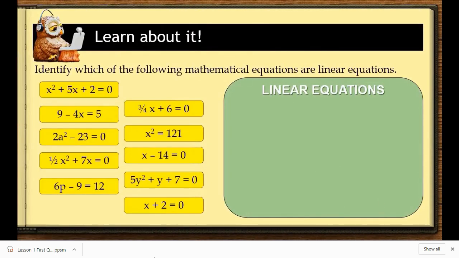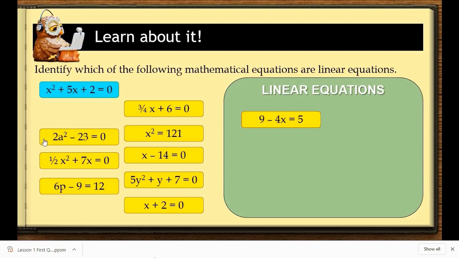Let us try to identify which of the following mathematical equations are linear equations. Are you ready? Okay, let's start. The first equation here is x squared plus 5x plus 2 equals 0. Is this a linear equation? No, it is not a linear equation. How about 9 minus 4x equals 5? Yes, it is a linear equation in one variable because the highest exponent of x is 1.